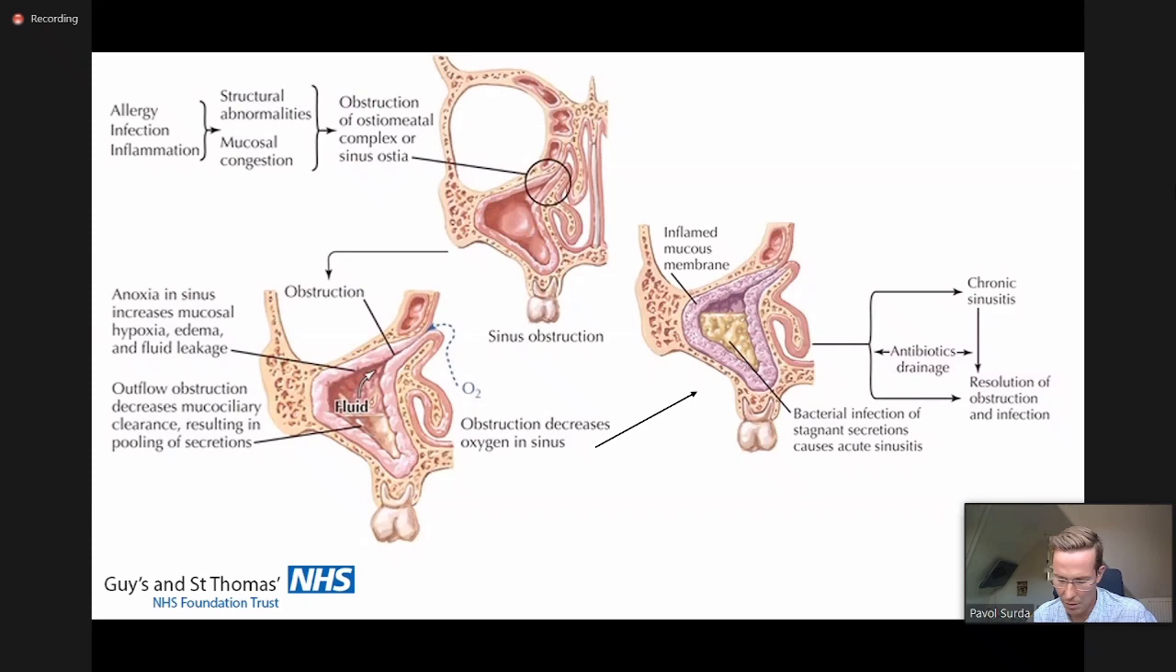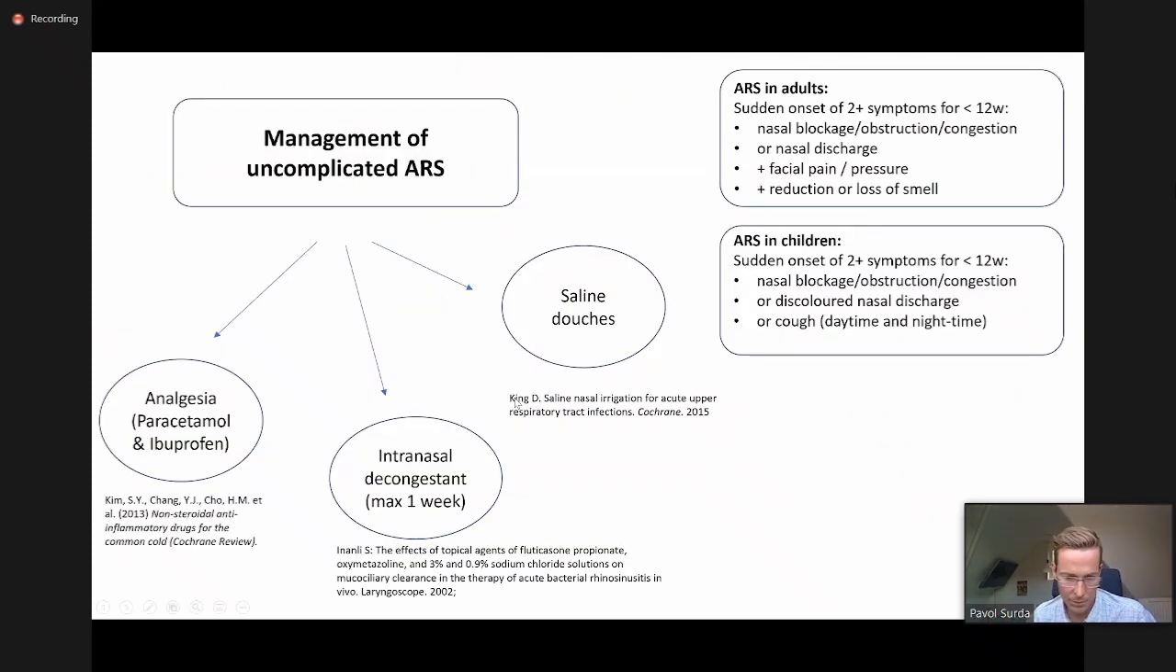In terms of the management, there are quite a lot of high-quality studies, randomized clinical trials, and these 3 treatments are at the moment recommended based on the evidence. So analgesia, paracetamol, and ibuprofen, that's really about improving the quality of life and decreasing the symptoms and making the sinusitis more bearable. Intranasal decongestants for a maximum of 1 week. The rationale is that we're trying to keep the openings of maxillary sinuses and other sinuses patent, keep the oxygen flowing, and prevent bacterial superinfection.